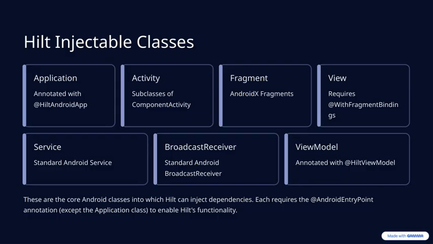Finally, we have ViewModels, which are annotated with @HiltViewModel. This makes injecting dependencies into ViewModels clean and simple, aligning with modern MVVM architecture. Overall, these classes form the core touchpoints for dependency injection in Android with Hilt. Just remember, each of these classes, except for the application class, needs to be annotated with @AndroidEntryPoint, which is what enables Hilt to inject dependencies seamlessly into your components. This approach helps us build more modular, testable, and maintainable Android applications.